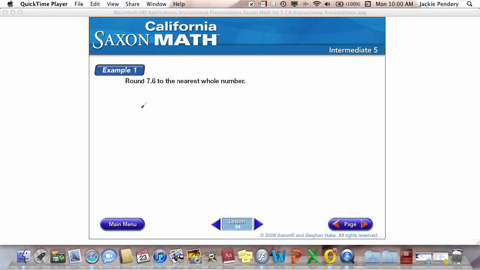Round 7.6 to the nearest whole number. You, of course, write the original problem. So 7.6, 6 is higher, so I'm going to round this up to the whole number 8. Now, because we can simplify, I don't need to write 8.0. I can just write the whole number 8. Okay? All right, example 2.